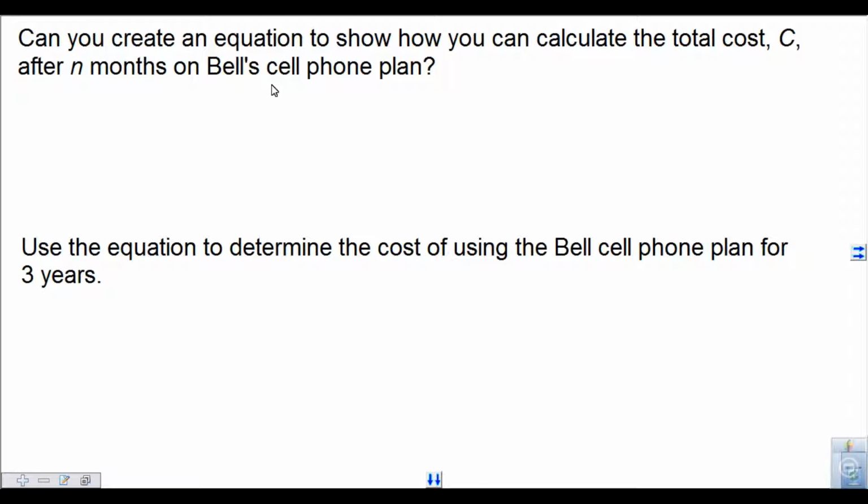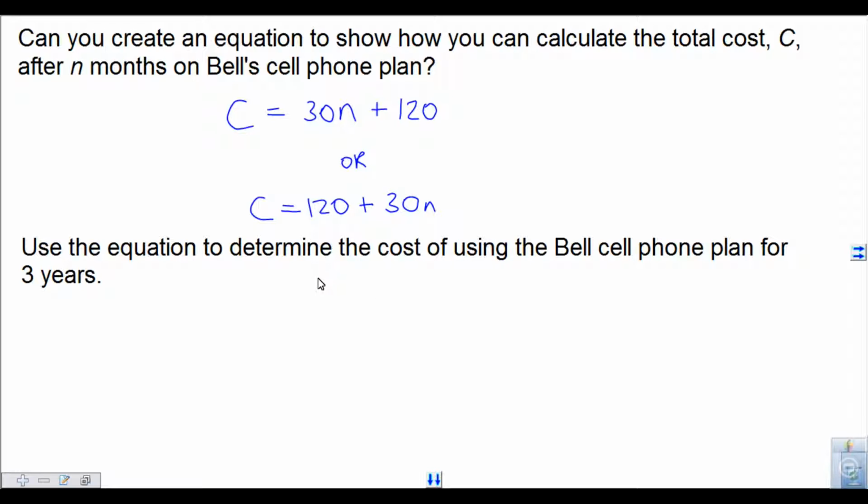Can you create an equation to show how you can calculate the total cost, C, after n months on Bell's cell phone plan? Well, I sure can. It was $30 a month, right, times however many months you're talking about, plus the $120 for your initial activation fee. Okay? Now you can write it the other way around, 120 plus 30n.